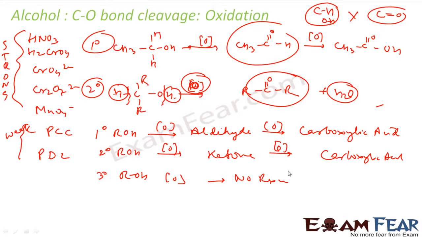Why? Because there is no beta hydrogen. It has to remove the hydrogen, right? There is no hydrogen here. In fact, in this you can also add copper and Ag. This is also used as a strong oxidizing agent.